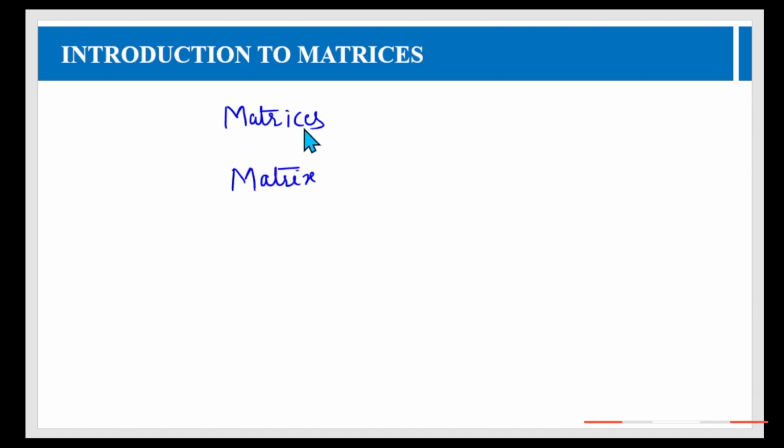Now this word matrices is actually in plural form. Its singular form is matrix. Its singular form is what? Matrix. Means matrices is a plural form of the word matrix.